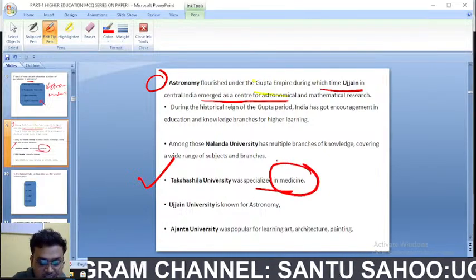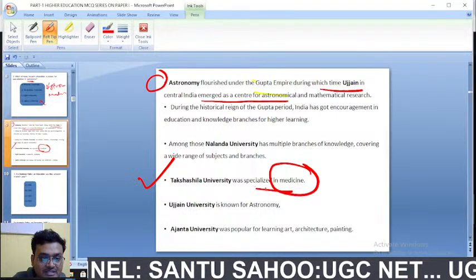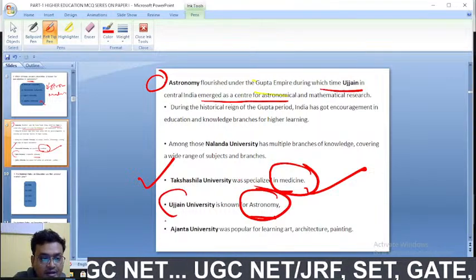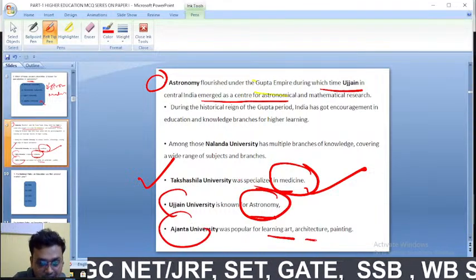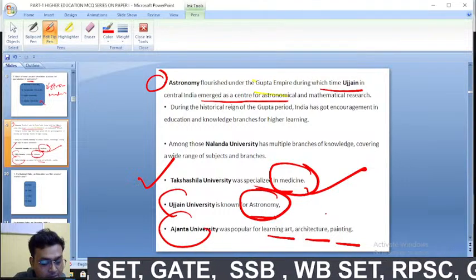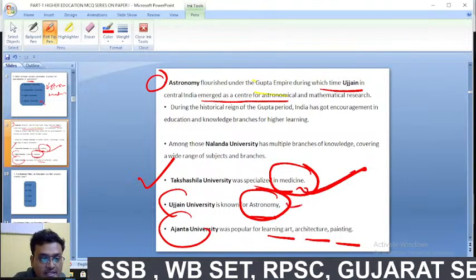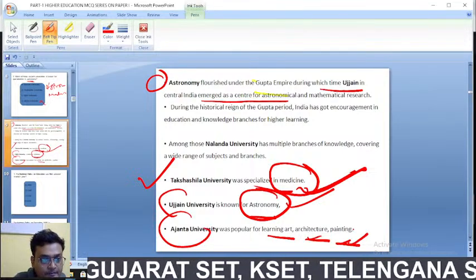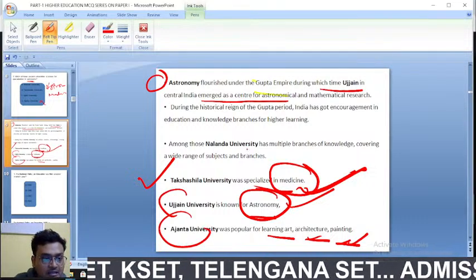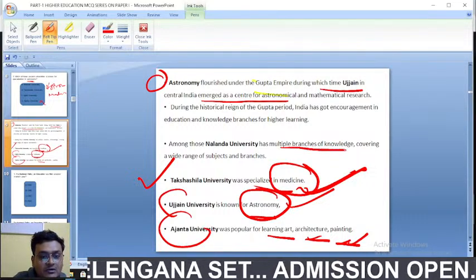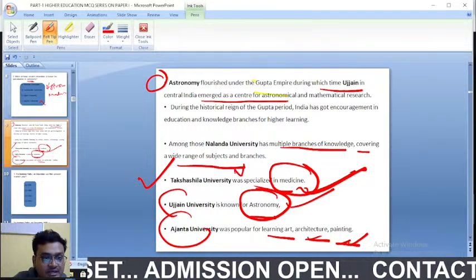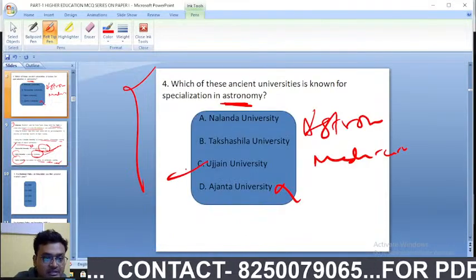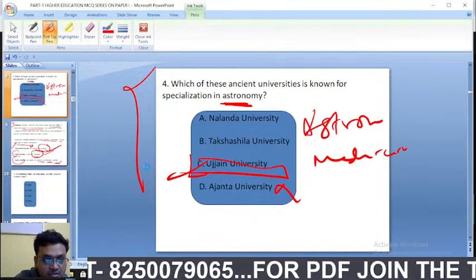Remember that Taxila University was specialized in medicine, Ujjain in astronomy, Ajanta for learning art, architecture and painting. Okay, remember that Taxila for medicine, Ujjain for astronomy and Ajanta for, you all know, art, architecture and painting. And Nalanda has multiple branches of knowledge covering a wide range of subjects. Here Ujjain, option 3, is the right answer for astronomy.